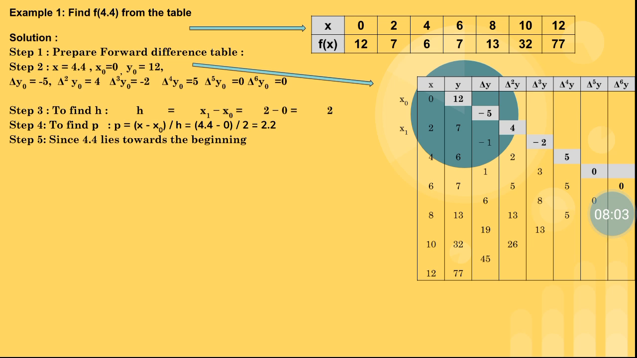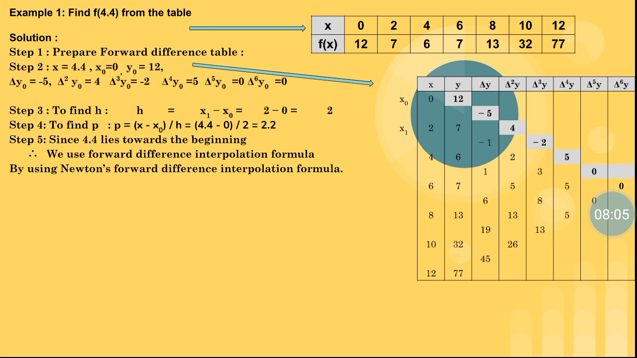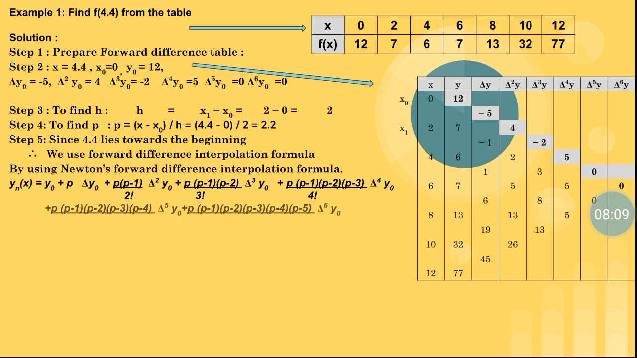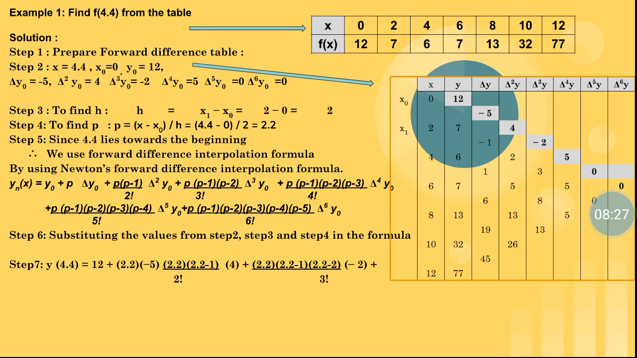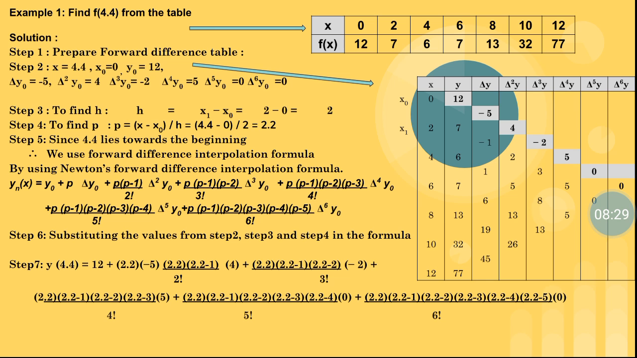Write the formula of Newton's forward. Substitute. Now we have all these values with us. Write the formula up to del 6, because in the table we have up to del 6. Anyhow, the del 5 and del 6 values are 0, so the two terms along with del 5 and del 6 will become 0. Substituting all the values, we get the answer as 6.016.